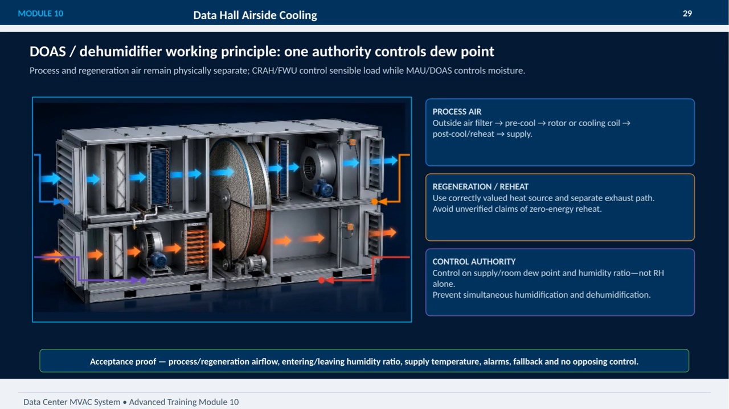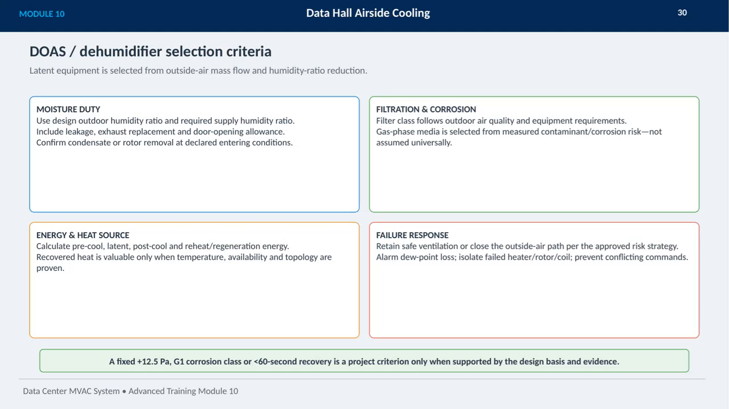opposing controls are active. This slide focuses on the critical aspects of selecting DOAS and dehumidifier equipment for Hall Airside Cooling. First, the latent equipment selection depends on the outside air mass flow and the humidity ratio reduction needed to maintain proper moisture control. Moisture duty is calculated using design outdoor humidity ratio and the required supply humidity ratio, making allowances for leakage, exhaust replacement, and door openings. It's also essential to confirm how condensate or rotor removal performs at the declared entering conditions.